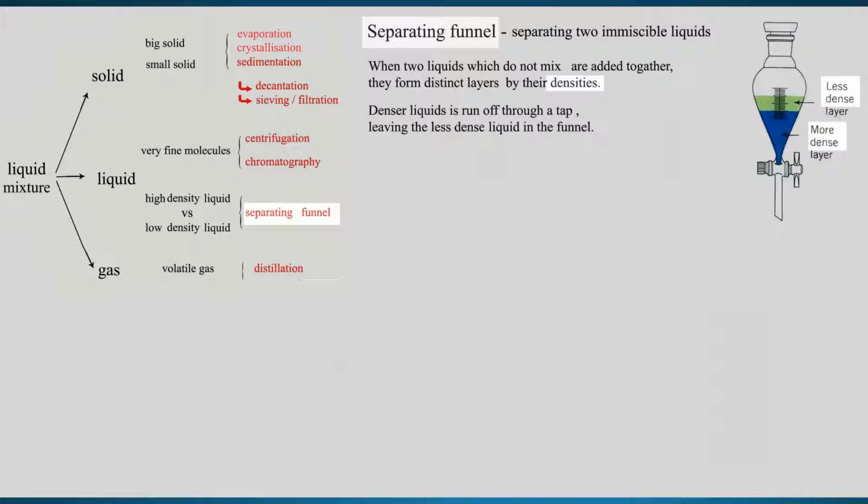And then you can open up the tap to separate out two different liquids with different densities. So you can separate the high density, heavier liquid from the low density, lighter liquid, like water and oil.